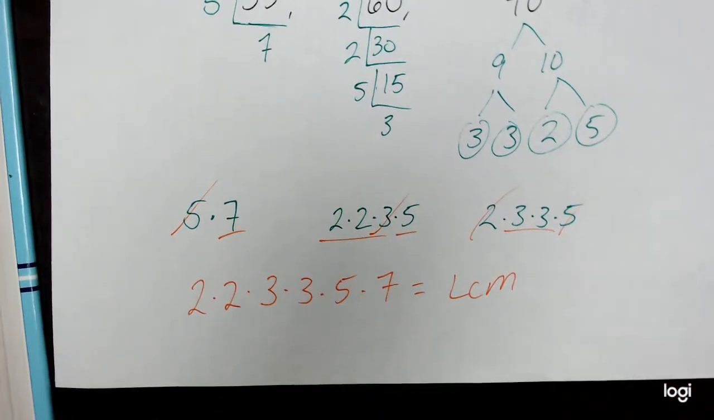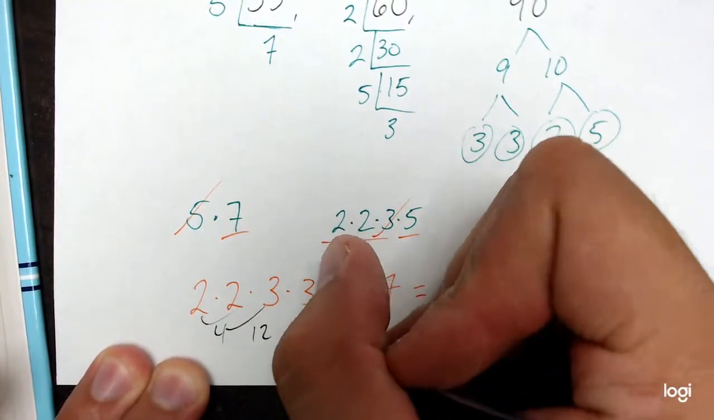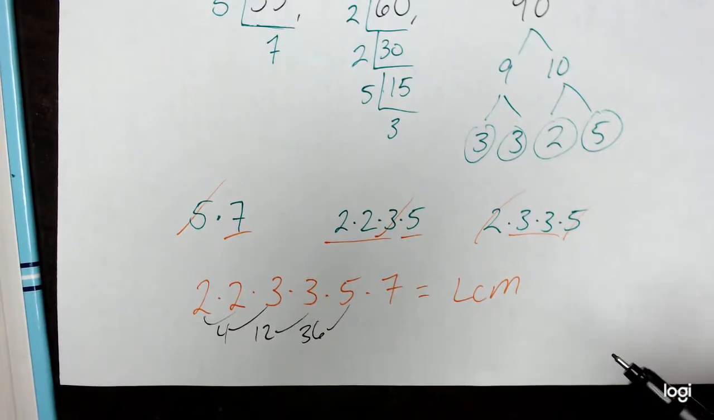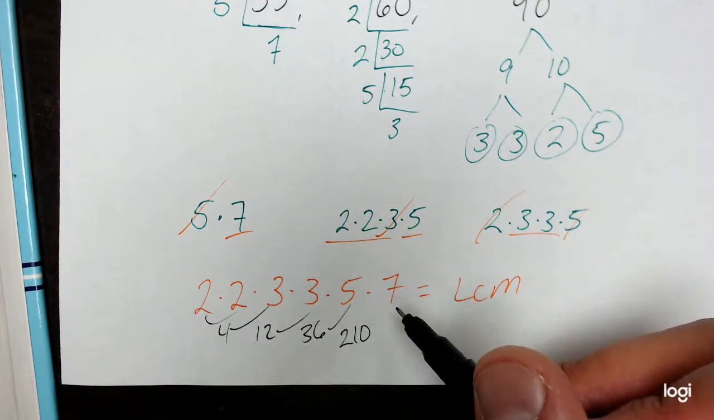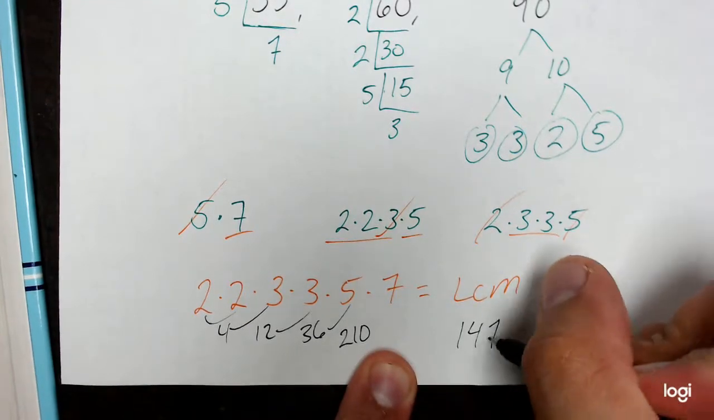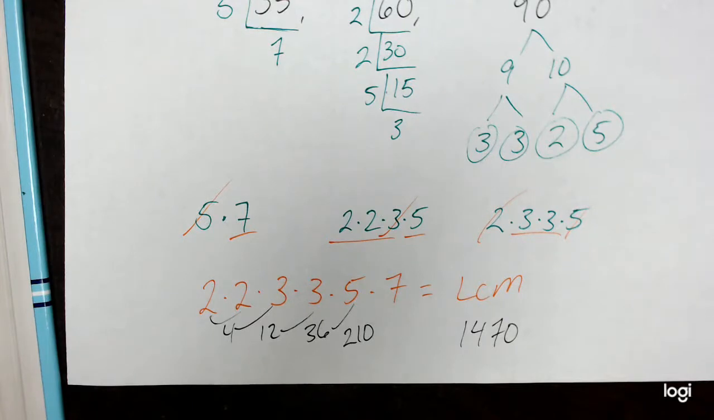So let's go ahead and multiply them and find the answer. 2 times 2 is 4. 4 times 3 is 12. 12 times 3 is 36. Ooh, 36 times 5. Let's see here. 30 times 5 is 180. 6 times 5 is 30. 180 plus 30, 210. All right, and then 200 times 7 would be 1,400, and then 10 times 7 would be 70, so 1,470. Holy cow. Well, let's check and see if that's right. Oh, no, it's not right.